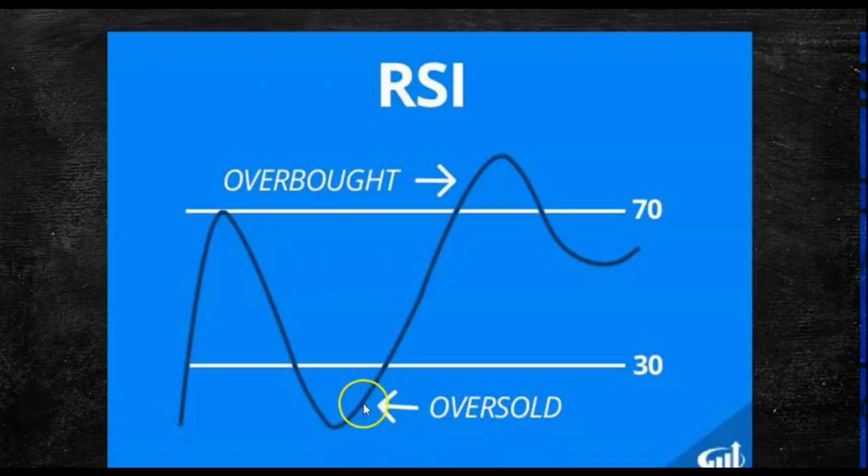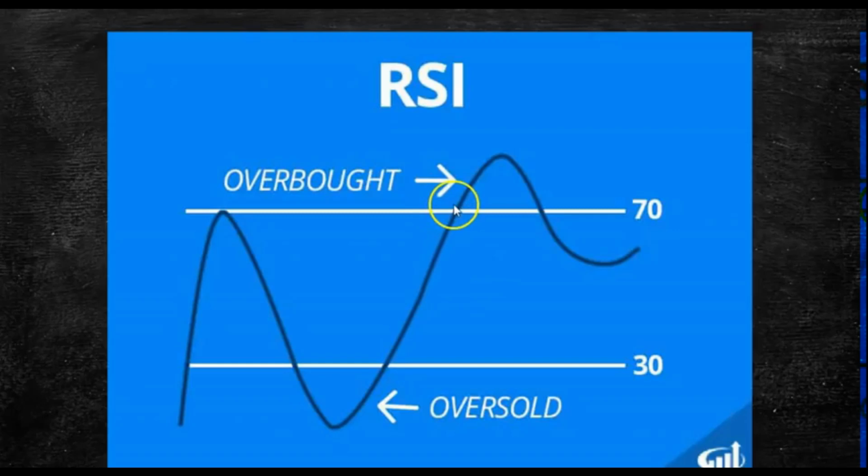And then they wait until the line comes back up across the 30. You set your levels at 70 and 30. When this line gets back across the 30, that is a signal for you to go long, because it is confirming what they think is a reversal.